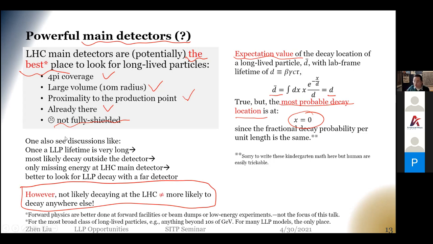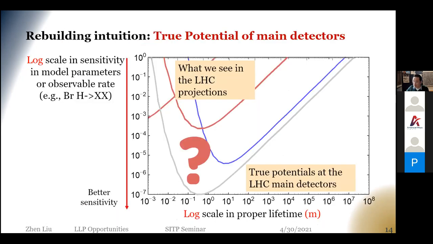So back to the main theme, it seems like for many arguments, the LHC should be the best place to look for long-lived particles. Main detectors should be the best place to look for long-lived particles. So let's rebuild our intuition and ask why. Why haven't we done lots of effort to look for long-lived particles?